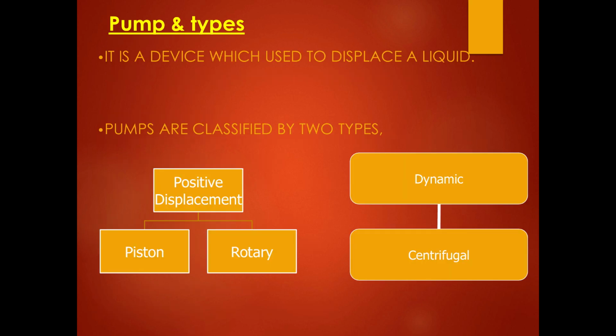It is a device which is used to displace a liquid. Pumps are classified into two types: 1. Positive displacement, 2. Dynamic. Further, there are two types of positive displacement: 1. Piston type, 2. Rotary. And the dynamic type pump is also called centrifugal pump.